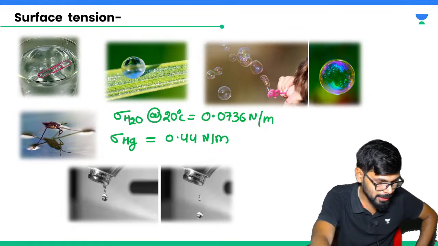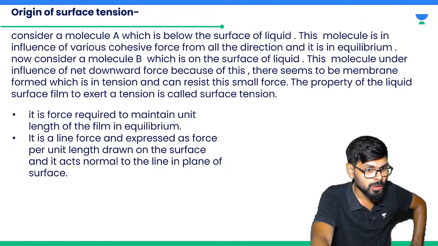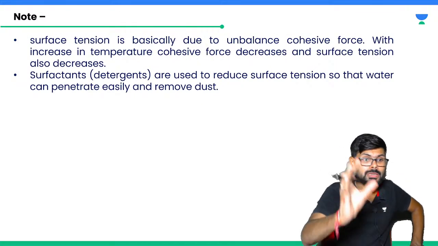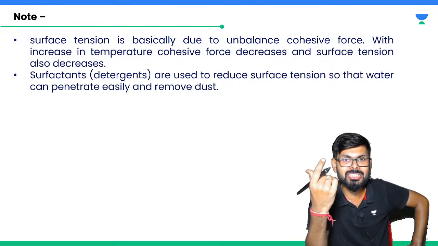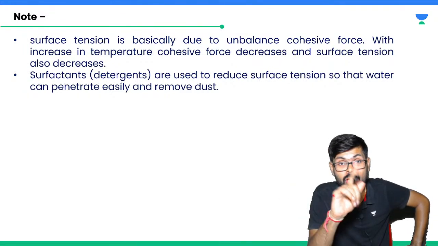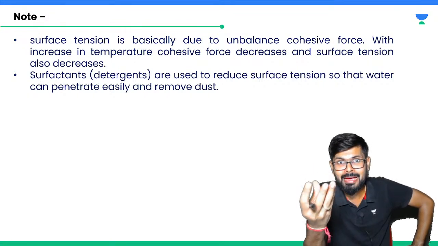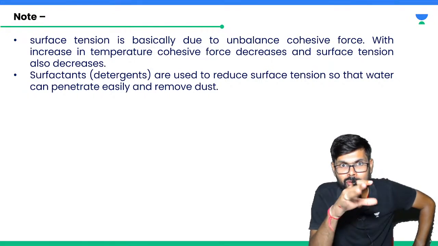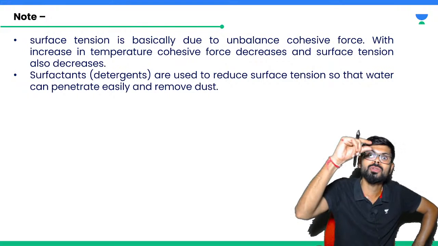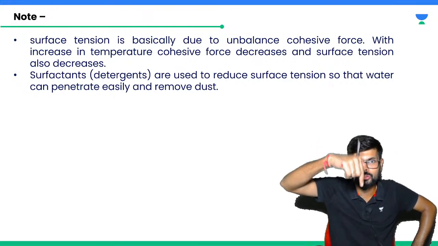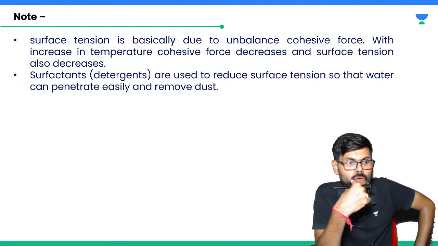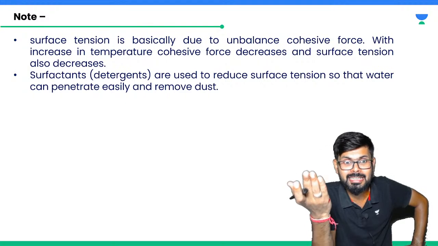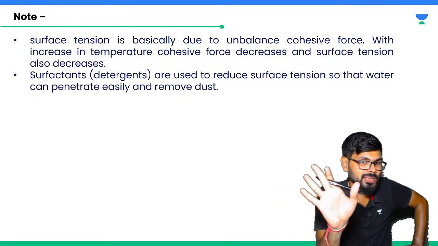Okay, one more point I would like to share here. All these things I already discussed, right? Notes I will give you. Now in the last I told you that surface tension is basically due to unbalanced cohesive force. It is not because of cohesive force, it is because of unbalanced cohesive force. Because the molecule inside also has cohesive force, but that is not creating any surface tension. Only the molecule at the surface has the downward force because of the cohesive force, right? So it is unbalanced cohesive force, and with the increase of temperature, cohesive force will decrease, so surface tension will also decrease. Very simple logic.